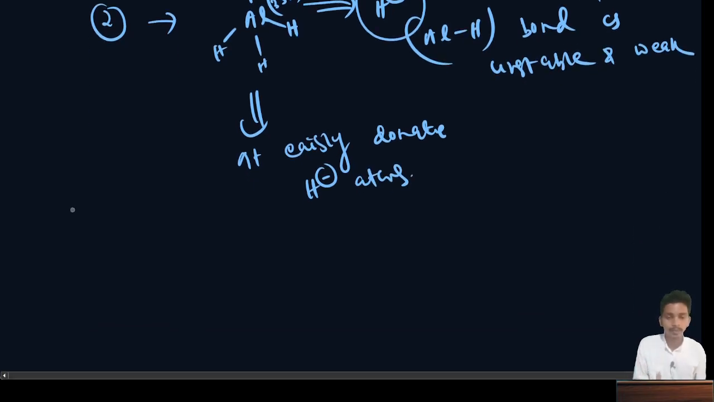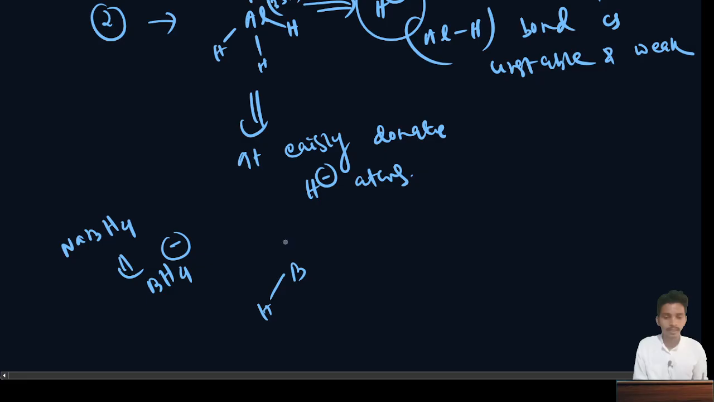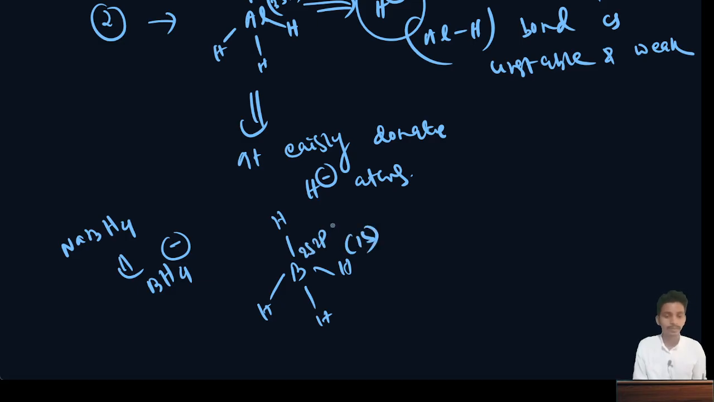But for the case of NaBH4, here is BH4 minus. In this case, this boron has 2s and 2p orbitals, and each hydrogen has a 1s orbital. For this case, the bond is comparable.